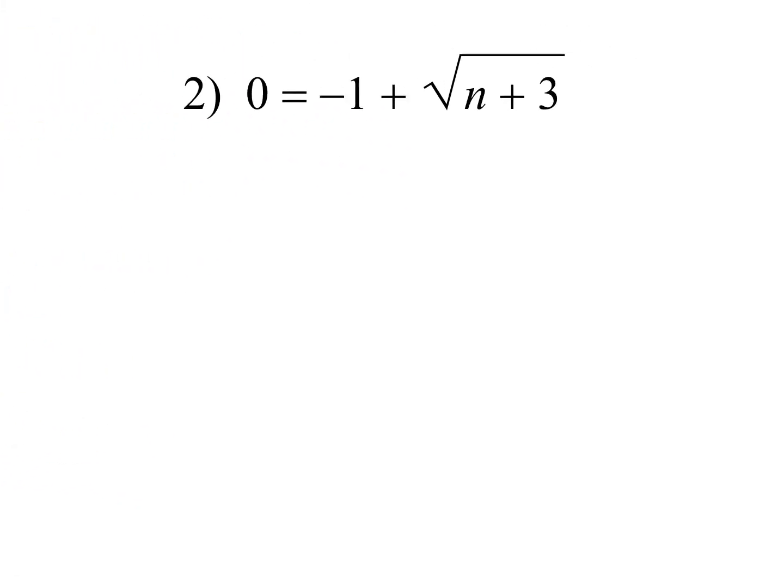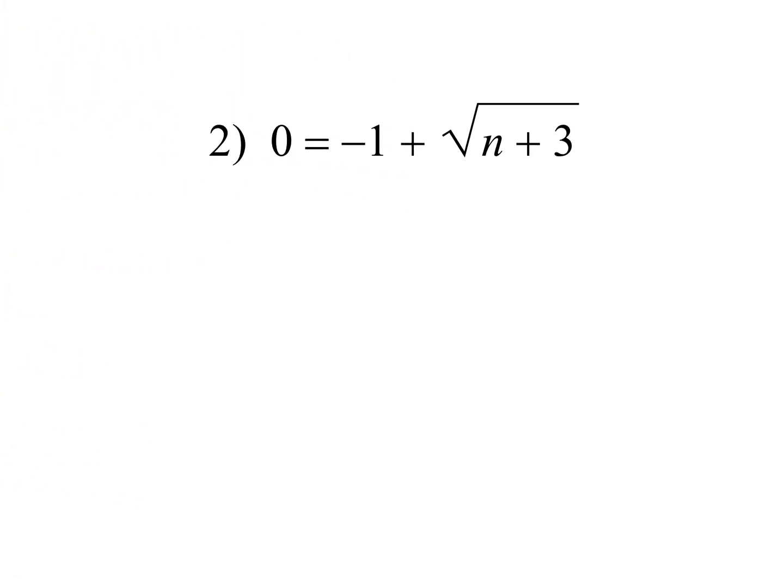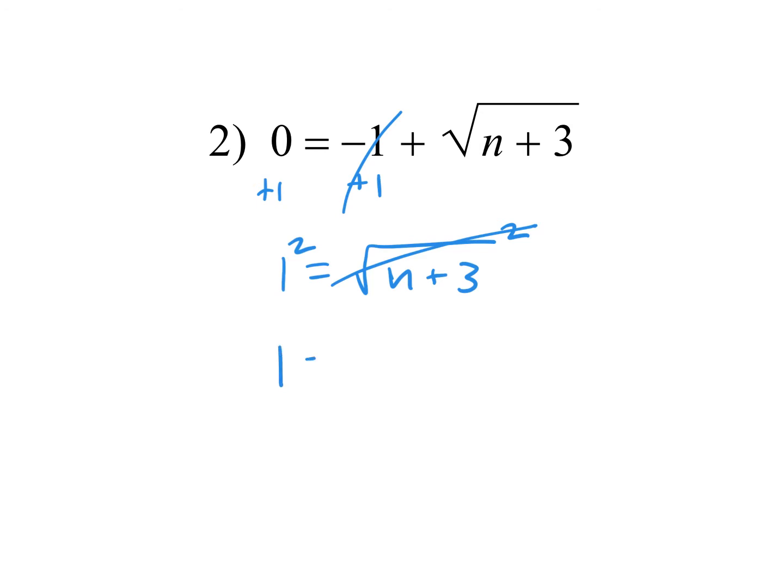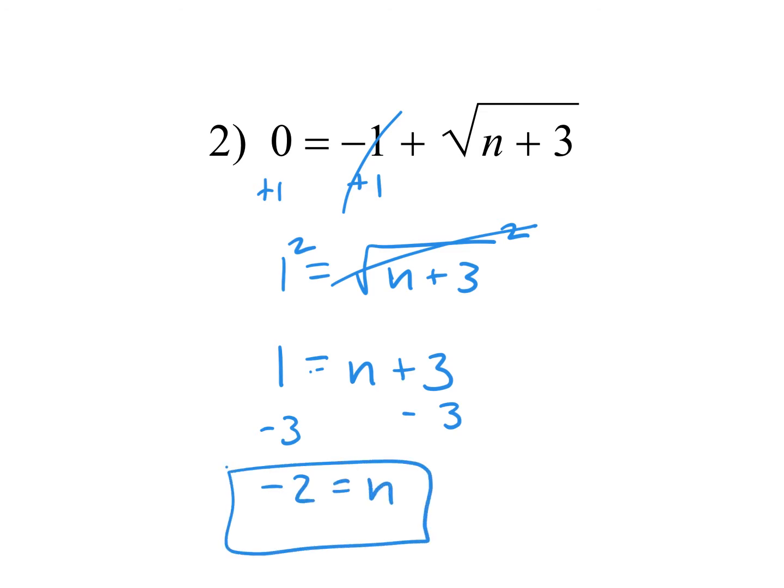All right, number 2. What should we do first? Add 1. We want to isolate our radical, so move everything to the other side. So 1 is equal to the square root of n plus 3. How do we get rid of that square root? Square both sides. So this cancels. What's 1 squared? 1. So 1 is equal to n plus 3. What should we do next? Minus 3. So negative 2 is equal to n. Any questions there?